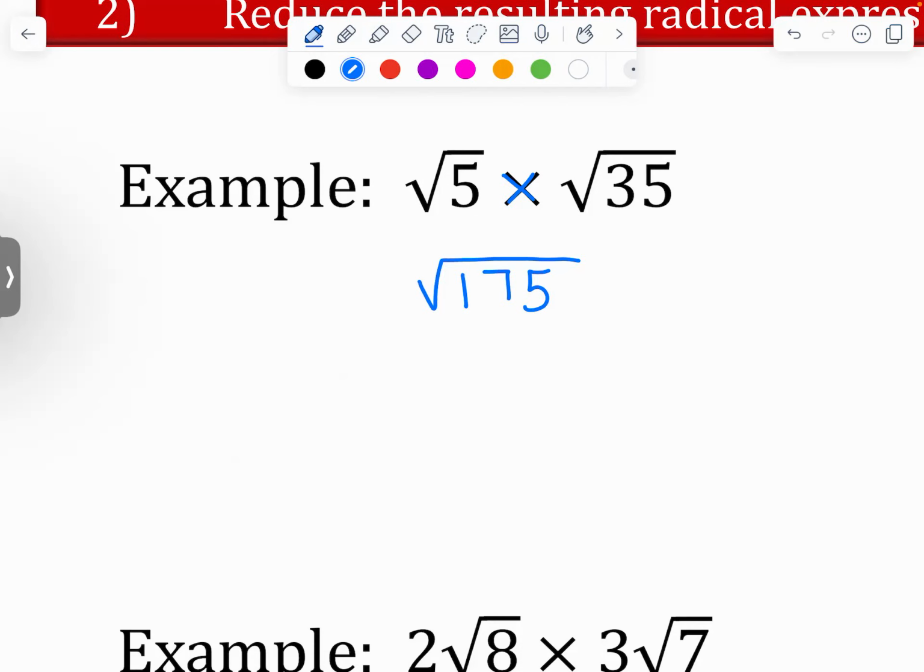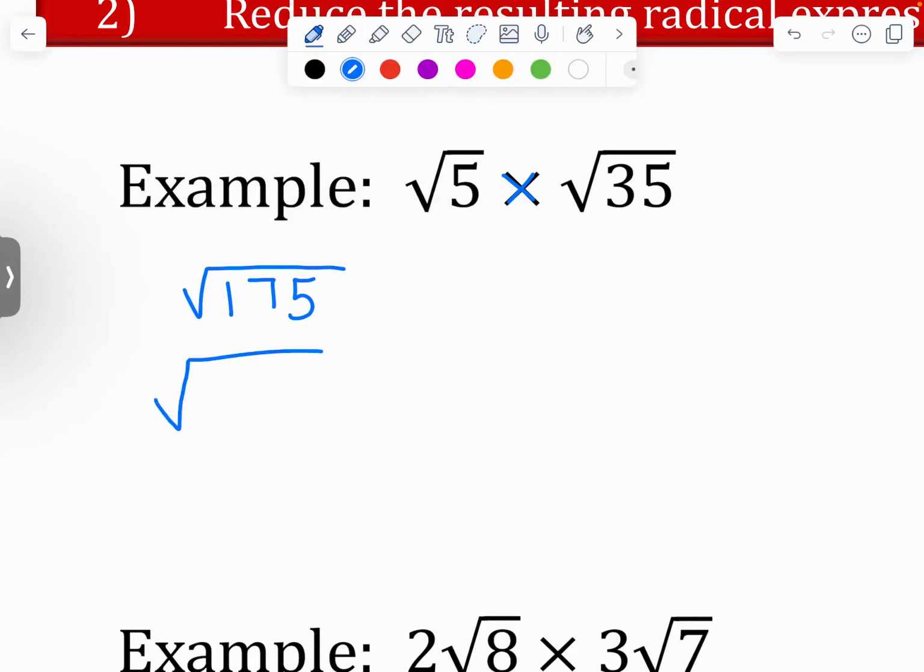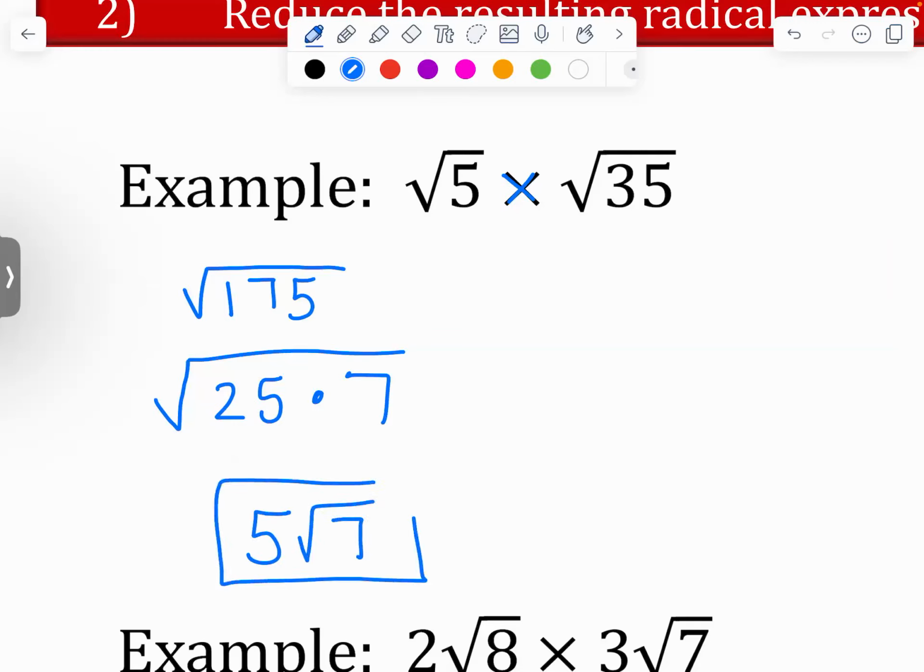Okay, you can do this one of two ways. Some of you like to do this, okay? Well, this is the way that we talked about yesterday. 175 means 25 times 7. What's the square root of 25? So we have 5 square root 7.